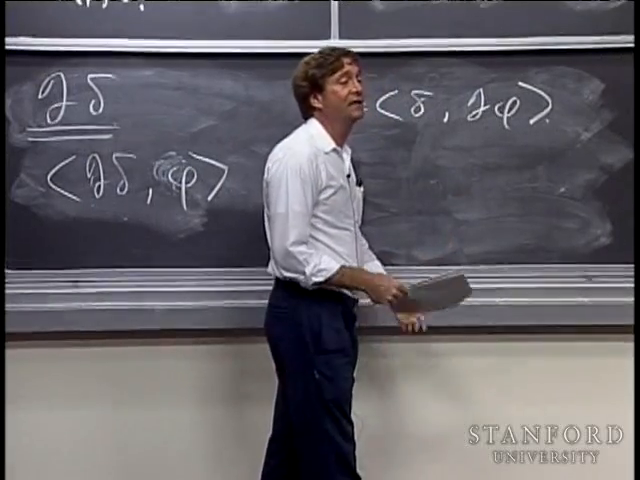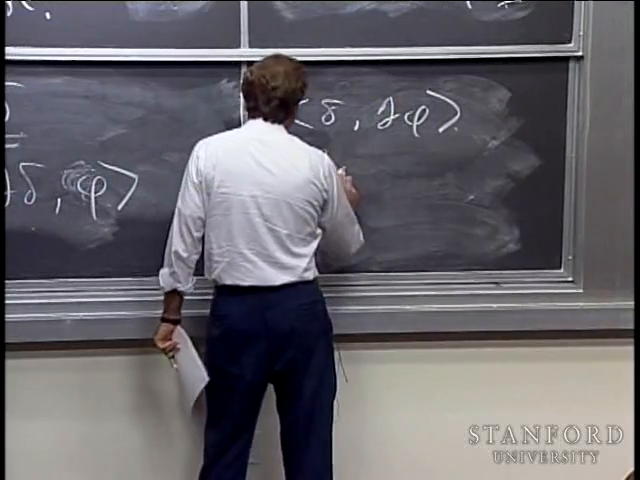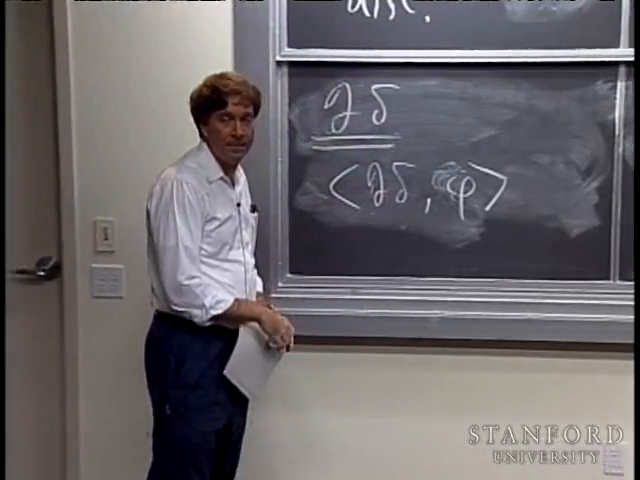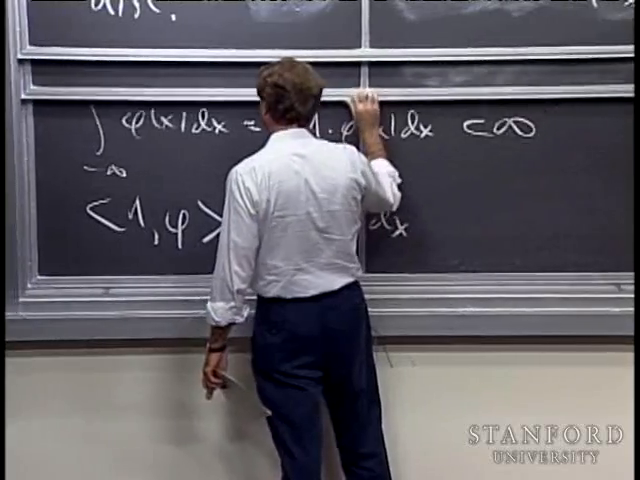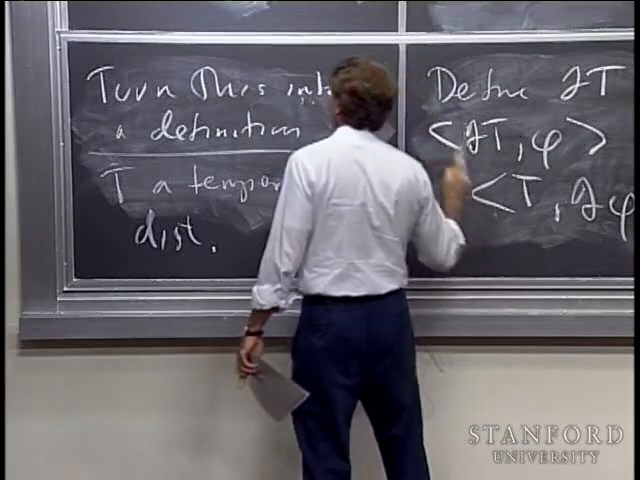The Fourier transform of delta operating on phi is by definition delta operating on the Fourier transform of phi. But now, how does delta operate on a test function? Delta operates on the test function by evaluating. That's the Fourier transform of phi evaluated at 0. Okay? But now, what is the Fourier transform of phi at 0?